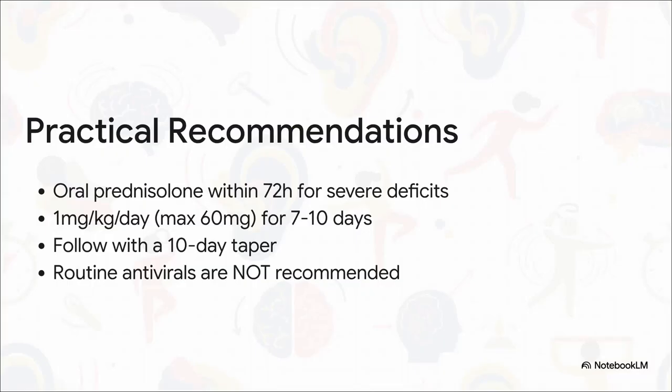Consolidating all this evidence gives us a very pragmatic, practical recommendation for the acute phase. If your patient presents within 72 hours with a severe initial deficit, say a profound caloric canal paresis, and they don't have any contraindications, a completely reasonable regimen is oral prednisolone at 1 mg per kilogram per day, up to 60 mg, for 7 to 10 days, followed by a 10-day taper. But remember, the evidence does not support universal blanket steroid use, so shared decision-making is absolutely key here.